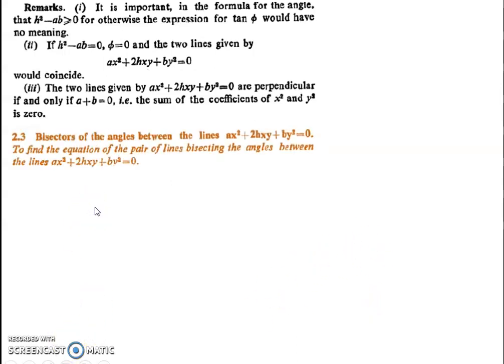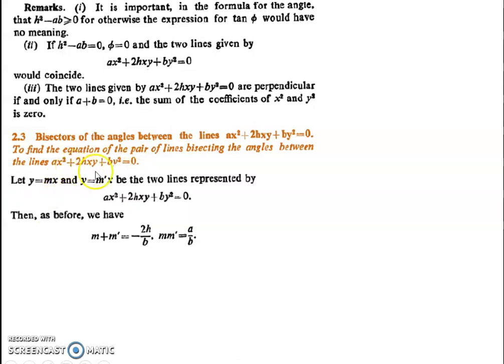Bisector of the angle between the lines. This is the main article which we want to prove: to find the equation of the pair of lines bisecting the angle between the lines. So I want to find the angle bisector. First let y is equal to mx and y is equal to m dash x be the two lines represented by this. So I have m plus m dash is equal to minus 2h by b, and m into m dash is equal to a by b.